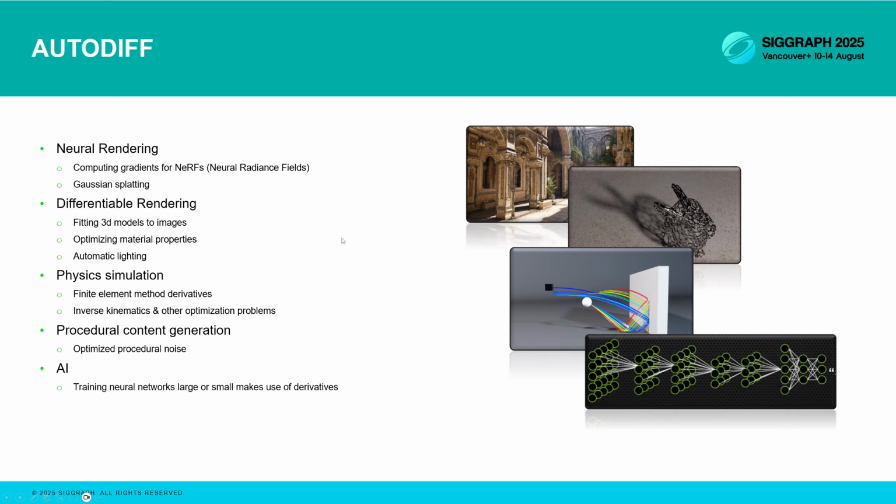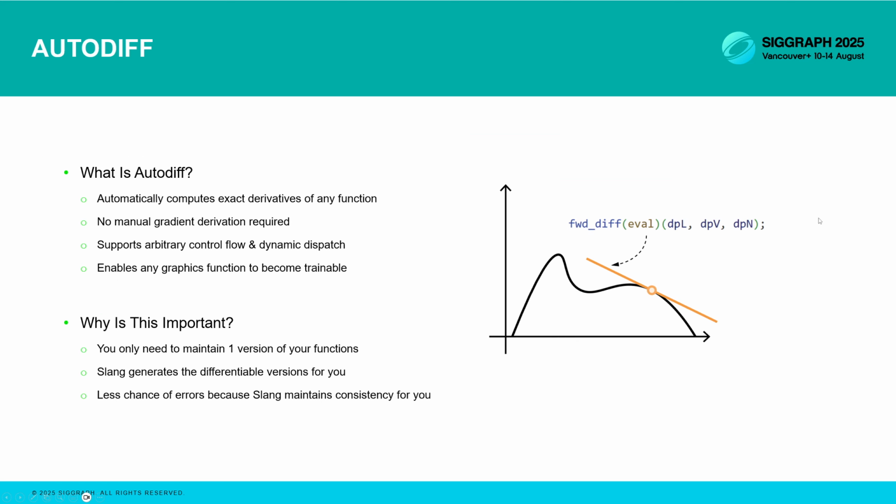Differentiable rendering. So this is something where for a renderer that fundamentally outputs a pixel, which is what a renderer's job is, a differentiable renderer will allow you to compute gradients from the pixel, the final output of the pixel, to everything that actually generated that pixel. And this is great because if you can generate gradients, there's lots of fun things that you can do with them. Physics simulation is another popular use of auto-differentiation. So finite element and inverse kinematics and things like that. Procedural noise generation, and of course AI that we've already talked about.